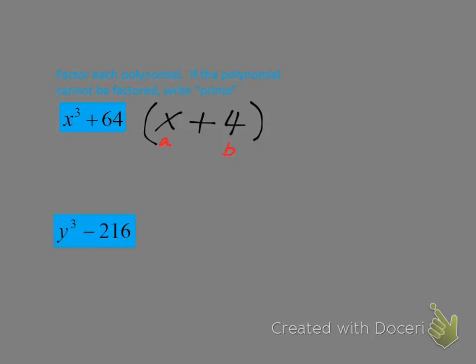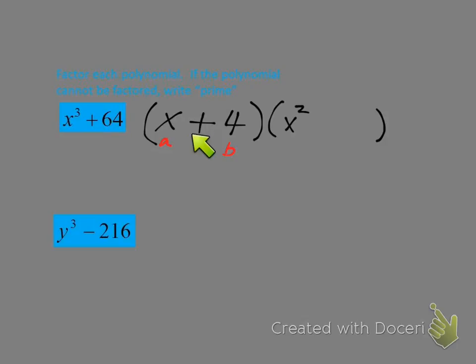From there, you can fill in your trinomial. That's understanding and knowing the letter pattern. The first term of the trinomial is A squared. So A is what? X. Square it. It's what? X squared.